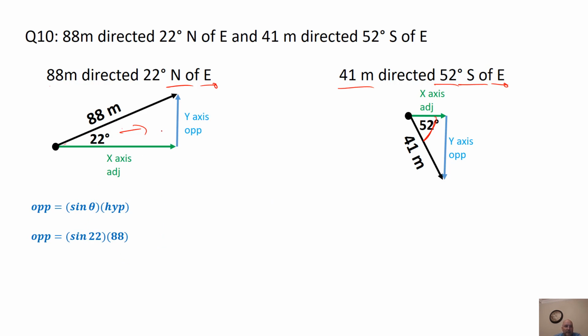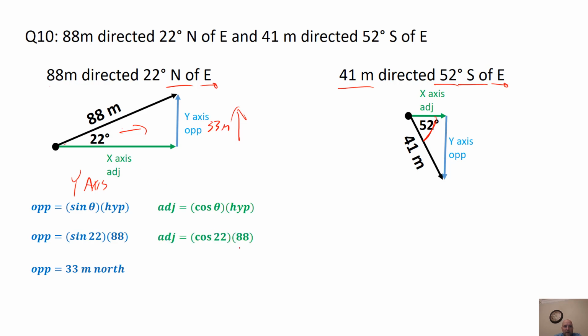So opposite to find the y component, so we're finding the y-axis right here. Take the sine of the 22 times the hypotenuse. We're going to get 33 meters north. So this is going to be 33 meters north. Once again, a good practice to just draw it out next to the triangles so that you can compare and put things together easier. To find the adjacent, we're going to take the cosine of that 22. We're going to get 81.6 meters east. So it's going to be to the east. So we're going to draw that one in right here. 81.6 meters east.